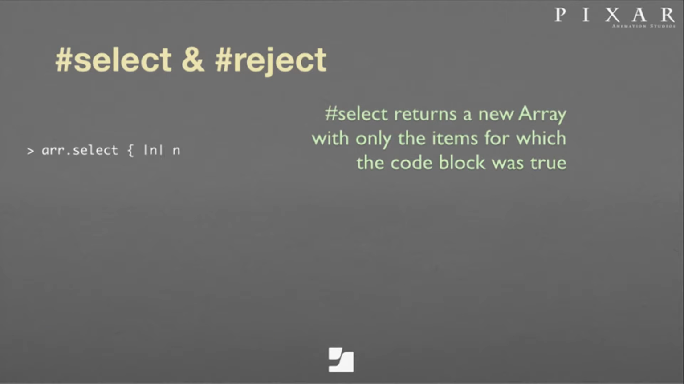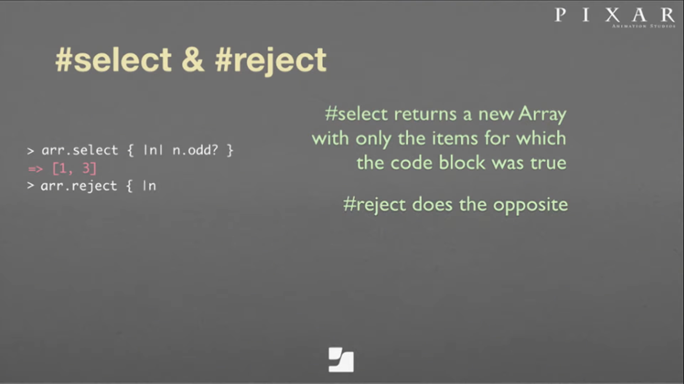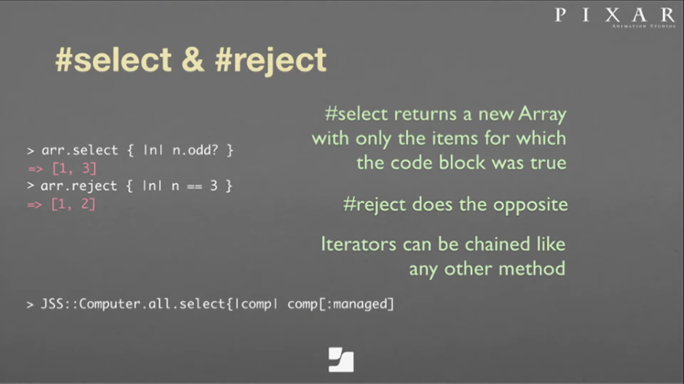Select and reject are also handy iterators. Remember, my array is 1, 2, and 3. Select returns a new array for which each item that got passed provided true. So if we say, okay, take 1, 2, and 3, for which ones is this true, and give me a new array, and you see I only have 1 and 3.